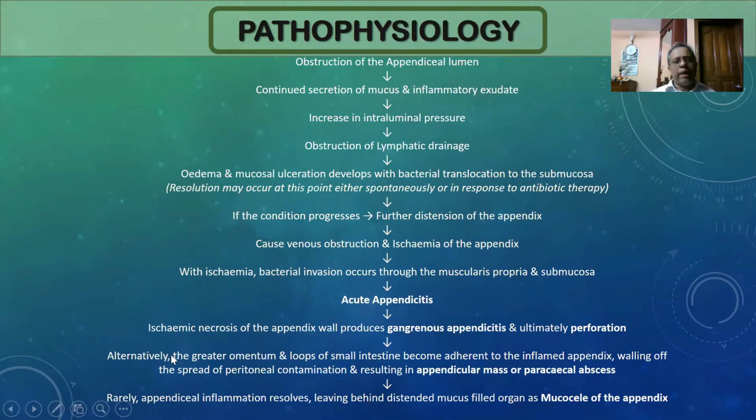Alternatively, the greater omentum and loops of small intestine become adherent to the inflamed appendix, walling off the spread of peritoneal contamination and resulting in an appendicular mass or paracecal abscess. So be careful about it. Whenever inflammation affects the surface of the appendix, the body's defense localizes the infection. That localization is made by some policemen. The policemen are the greater omentum.